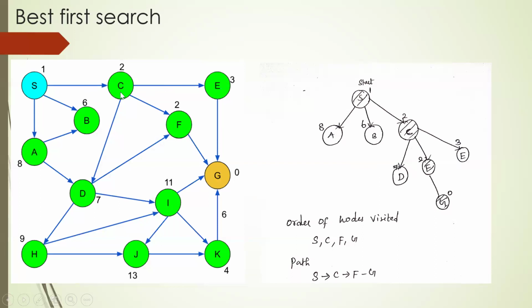What are the children of C? C has three children: D, F, E. Among these three, which has the lowest heuristic value? E. So next we travel to E. Then what is the child of E? G. It has a heuristic value of 0, so it is the lesser value. Obviously, it is our goal node. In this problem, the order of nodes visited is equal to the path.